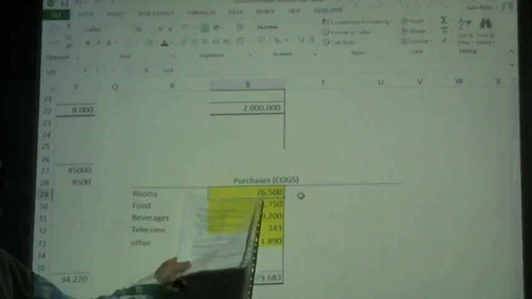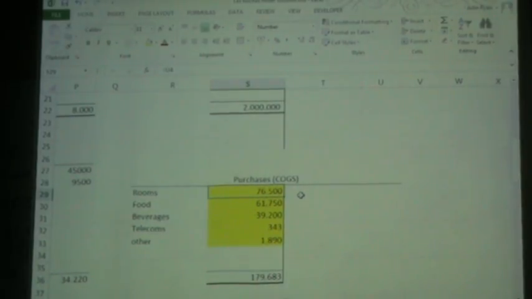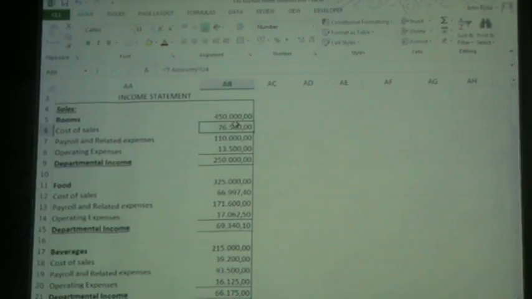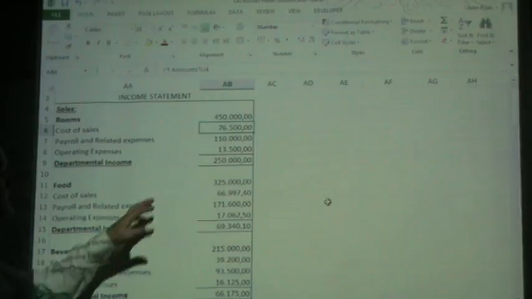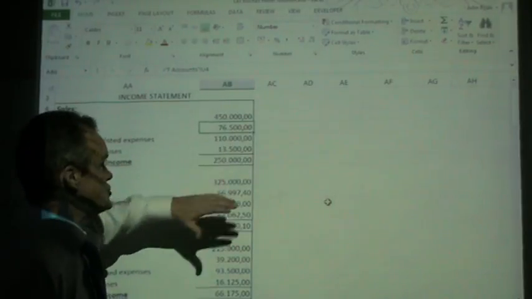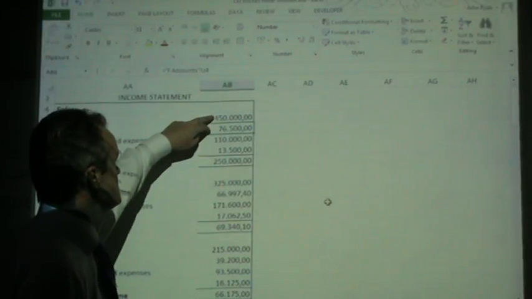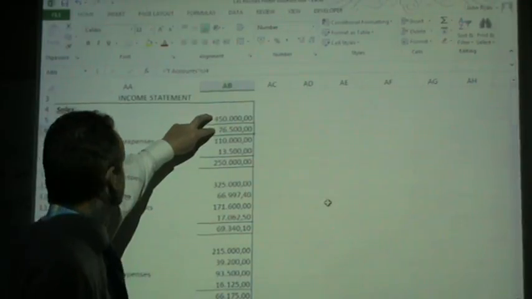So for rooms it was 76,500, and of course here 76,500. And this carries through, so that's literally how it goes. We just take sales minus the purchases.